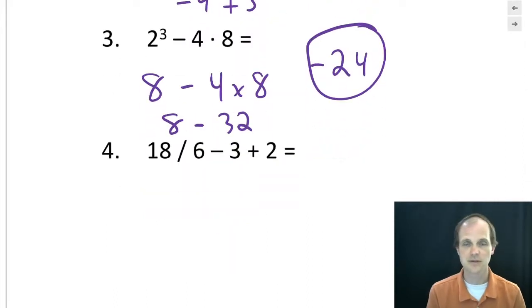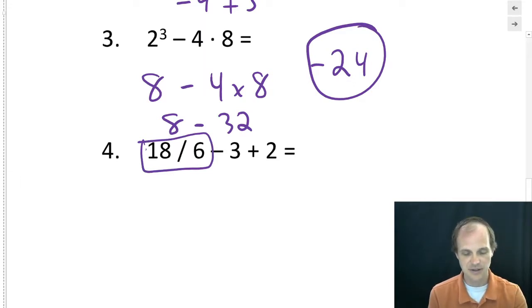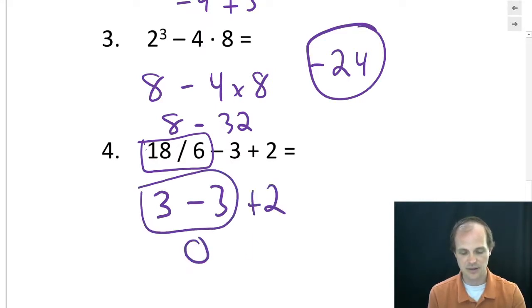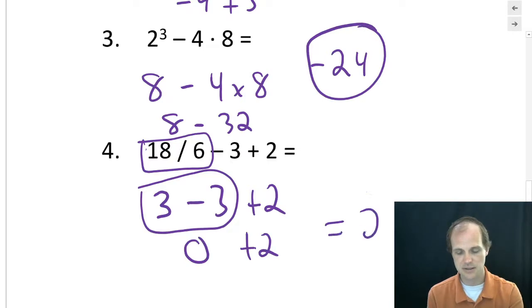Here we've got to do the division first. We're going to take that division. It's got the precedence in our PEMDAS. And so 18 divided by 6 is 3. 3 minus 3 plus 2. Left to right, 3 minus 3 is 0, plus 2 is 2.